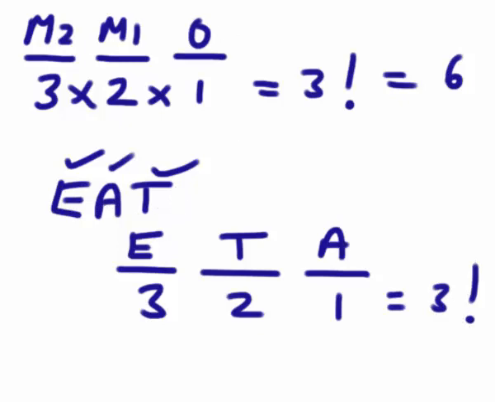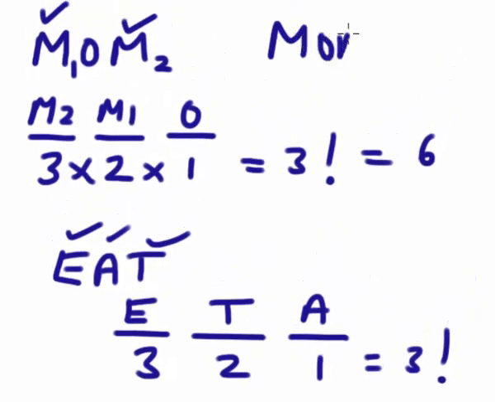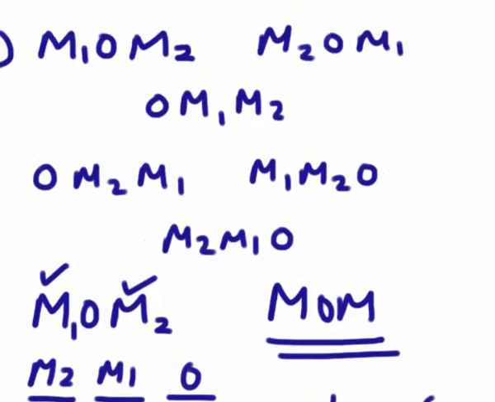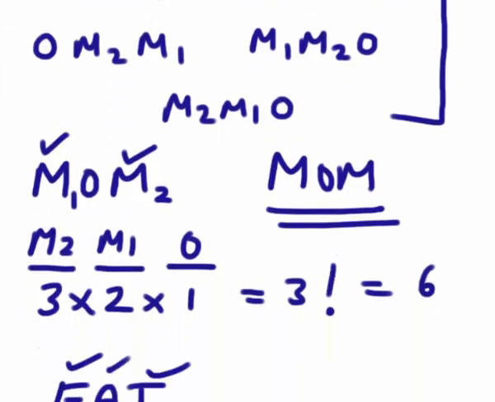Likewise, in the word M-O-M, if you treat the 2 M's as different, like you would with the word eat, then it's 3 factorial. You count the number of letters, there's 3 letters, and you go 3 factorial. 3 times 2 times 1 is 6 ways, and you can see that there are 6 ways: 1, 2, 3, 4, 5, 6, the 6 ways of arranging those letters in the word to create 6 different possibilities.